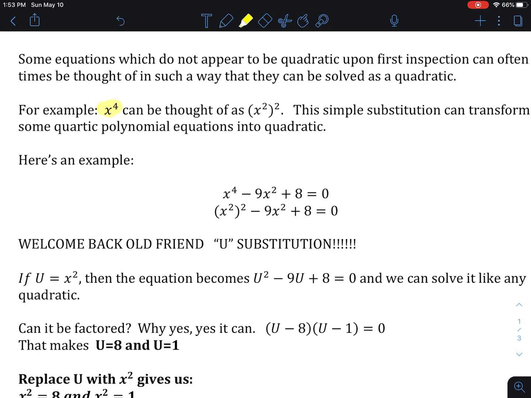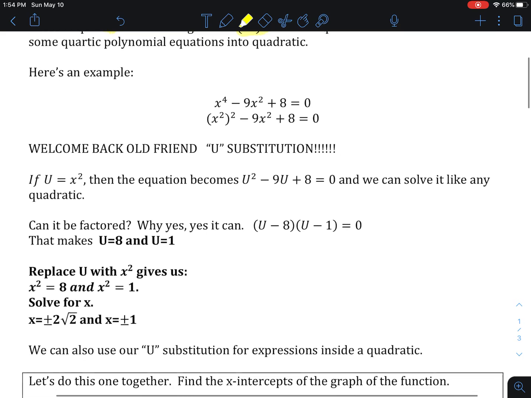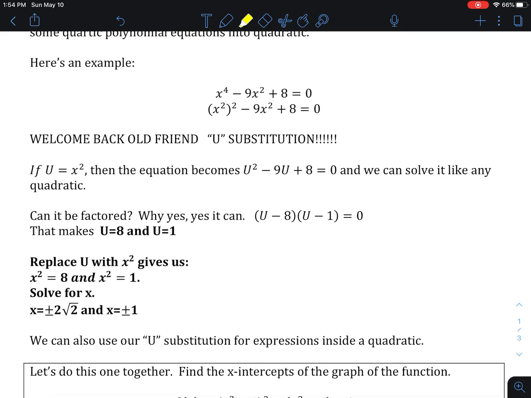X to the fourth can be thought of as x squared, squared. And if we can rewrite x to the fourth as x squared squared, then we can treat the x squared as a quadratic term. So a simple substitution can do that for us. We've talked about a very common substitution that we do in algebra and higher level mathematics called the U substitution. So we're going to use U substitution today to rewrite our equations and turn them into quadratics, okay?